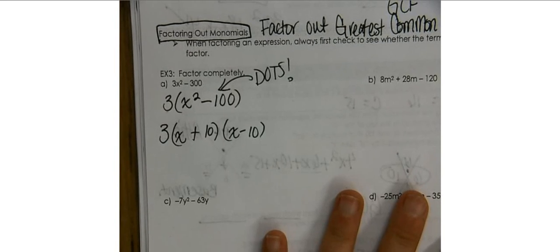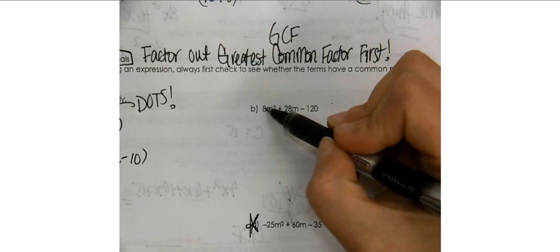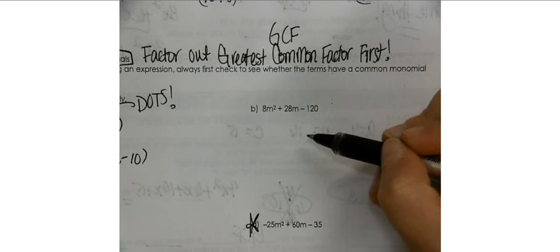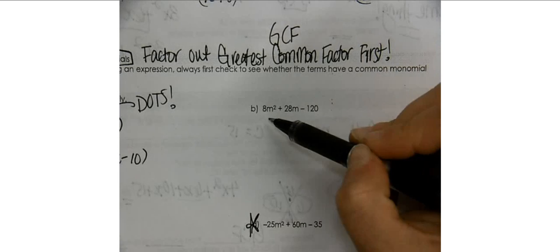Let's go ahead and look at letter B, and then I want you to try letter C and letter D on your own. So for letter B, we have 8m squared plus 28m minus 120. Now, all of these terms certainly have in common a 2 because they're all even. But I want you to try even bigger. We want to find the greatest common factor.